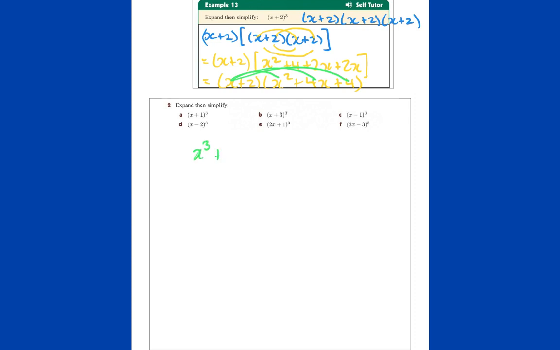So we end up with x cubed, plus 4x squared plus 4x plus 2x squared plus 8x plus 8. And can we simplify anything? Yes, we can. Six x squared plus 8. Choose a few and have a go. Check your answers.